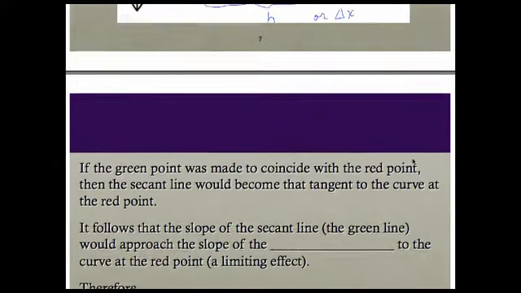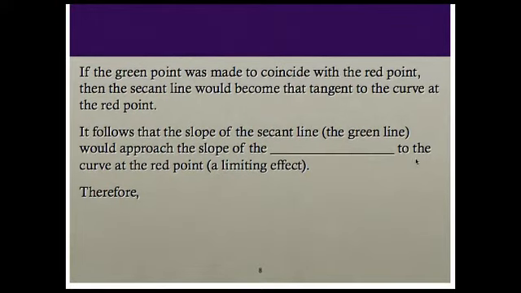So taking it a step further, once that green point does coincide with the red point, essentially the secant line becomes the tangent to the curve. Those two lines are one and the same. And it follows that the slope of the secant line that you've been calculating would approach the slope of the tangent to the curve.